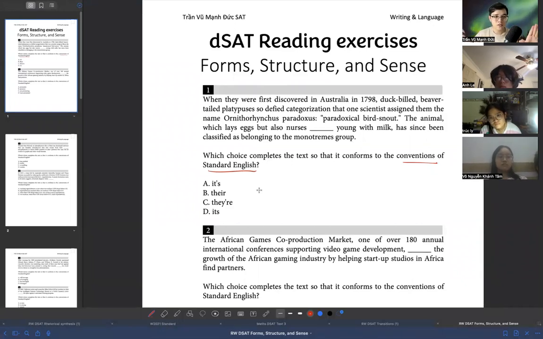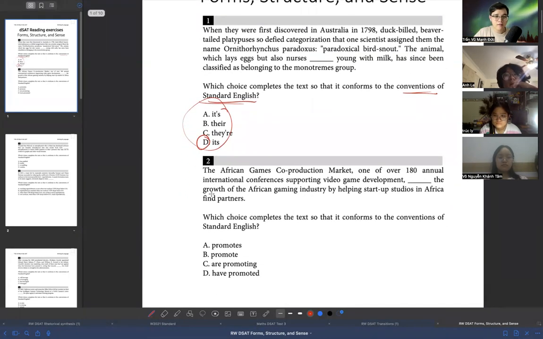But do not be afraid of it, because this is what the SAT does. It gives you a lot of words, a lot of jargon that you don't really have to understand, but focus on the requirements of the question. They're asking for the conventions of standard English. So it's very simple. It's "young." That's essentially it. Sometimes you don't even have to read the whole paragraph if you are quick.